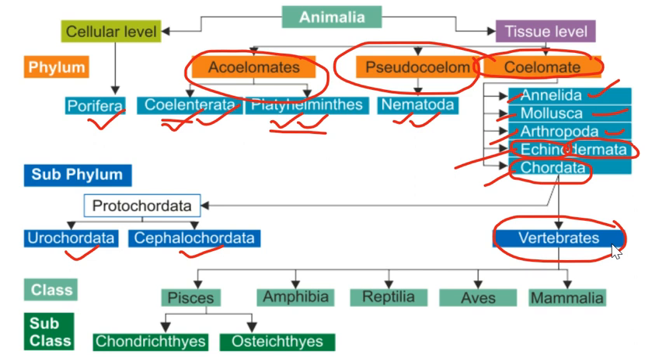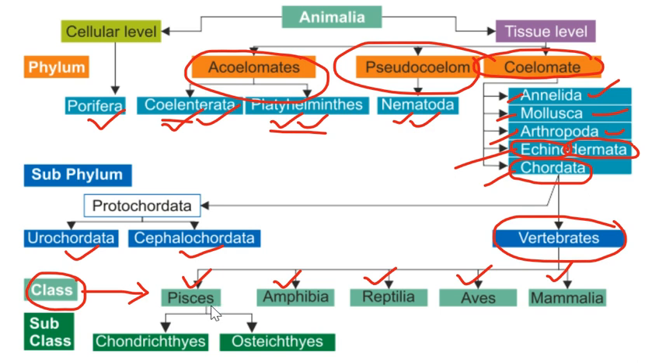So under this Vertebrata, we can see 5 classes mainly present in this vertebrate subphylum. First is Pisces, indicating the fish class. So Pisces, Amphibia, Reptilia, Aves, and Mammalia. These are the names of the classes of this subphylum Vertebrata.